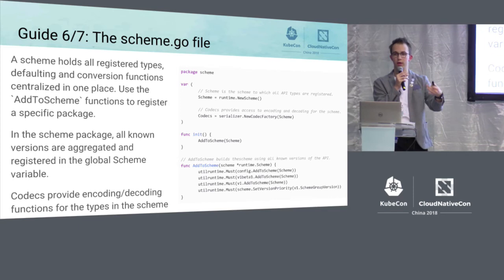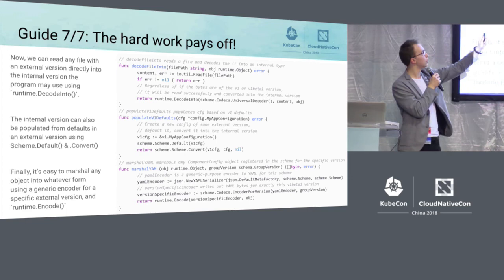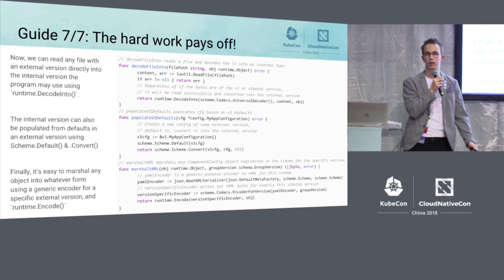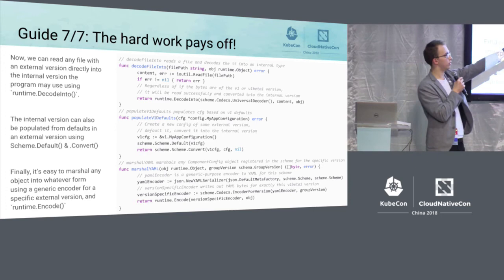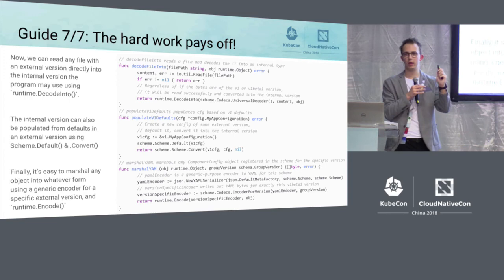Now, what it looks like when we have this set up: we can read a file by just calling runtime decode into, and give the bytes that we want to decode and the internal object. We don't have to write more code for it to do conversion. We don't have to do if this, then that. That is all done for us. We just need to say, here are the bytes, here's the internal object. Parse any external version to me.